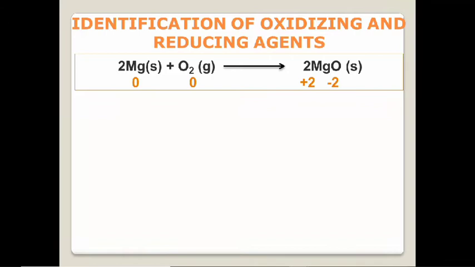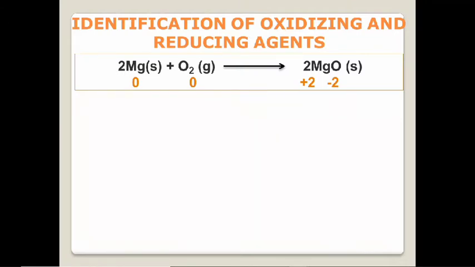Following the rules I stated in the last video, we've been able to assign oxidation numbers to these elements. On the reactant side, magnesium is 0 because it is in its free state. There is no element attached to it, so its oxidation number is 0. The same applies to oxygen. Its oxidation number is also 0.